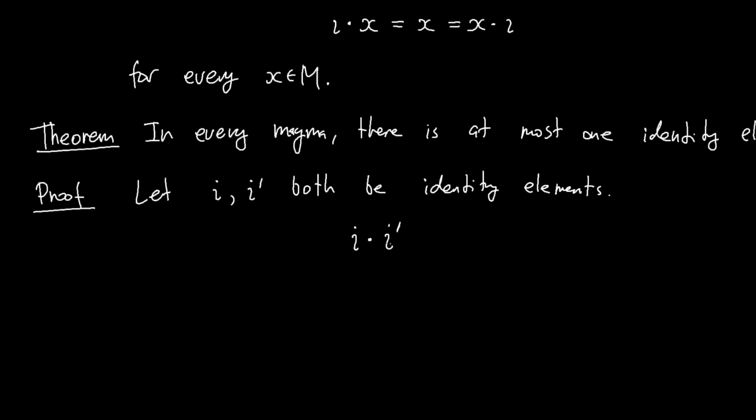I times I prime. What is this equal to? I think it equals I. It equals I because I prime is an identity element, right? But it also should be I prime, because I is an identity element. So that's how we get that the two need to be equal. So you see, you can't have more than one. If there are two of them, they will always be the same.